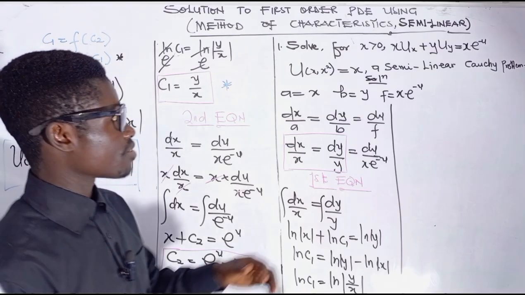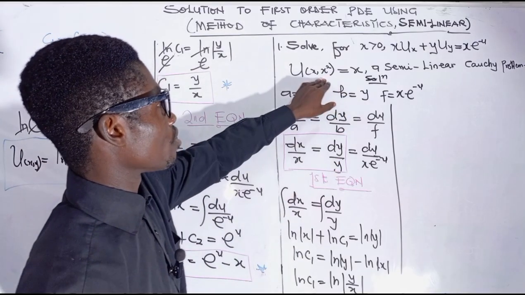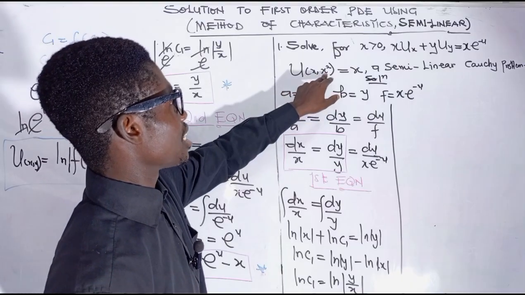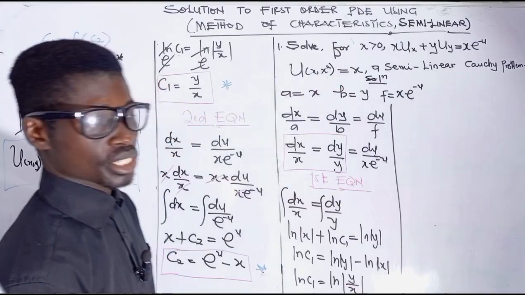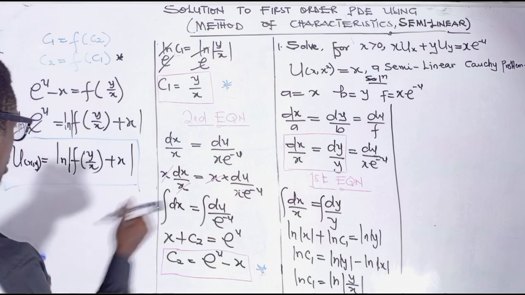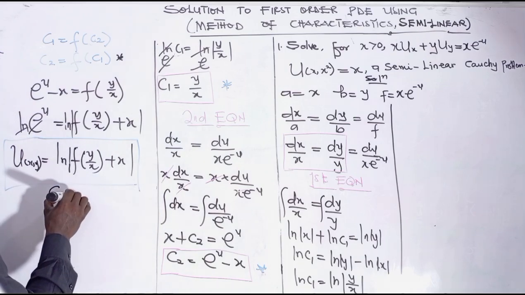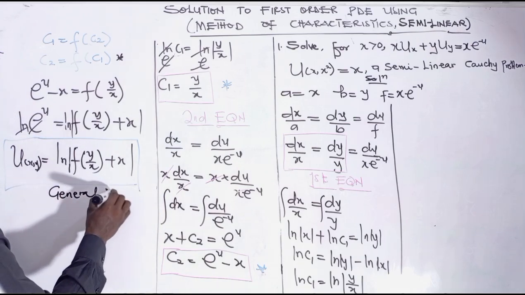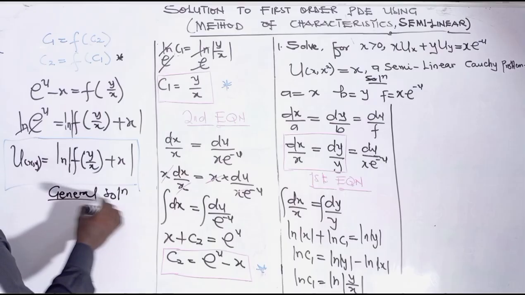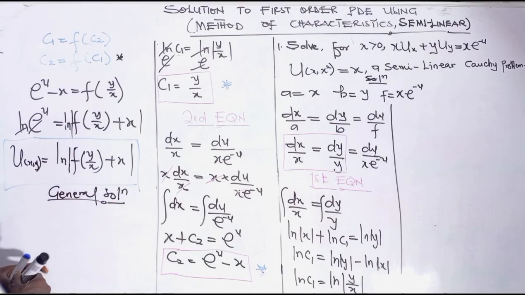But realize that we are being given an initial condition of what? u of x comma x squared is equal to x. So you have to find the particular solution. This one is our general solution, so you find the particular solution.